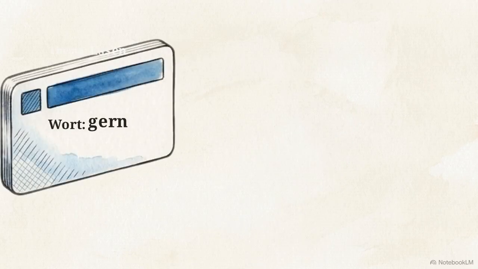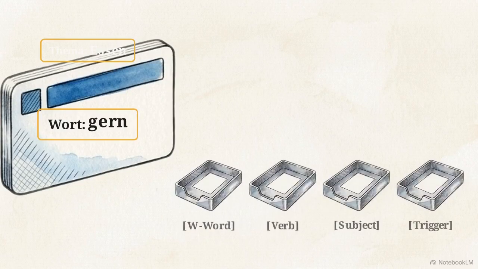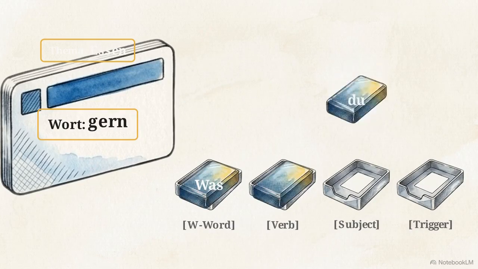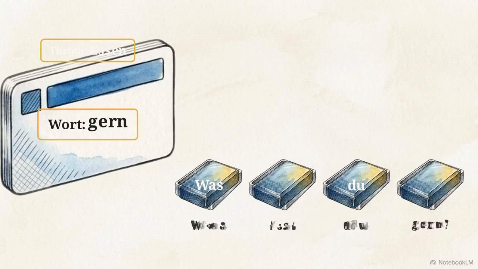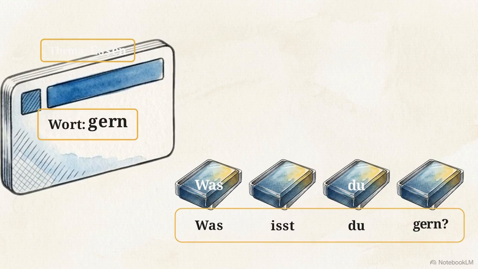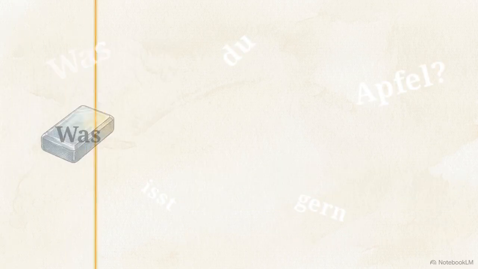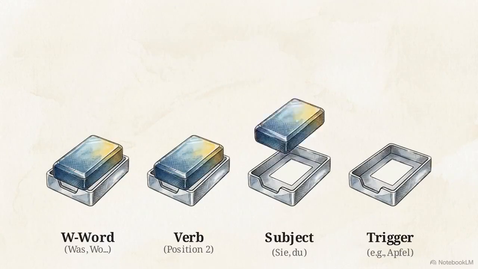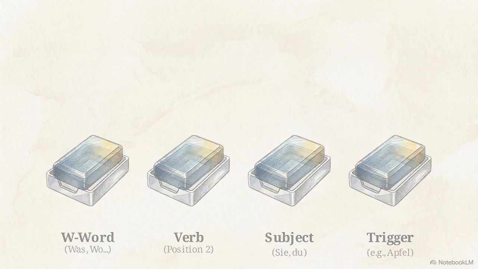To prevent that freeze, we have to look at how this data is structured. The card gives 2 critical pieces. The top bar is the Thema, context, and the center is your trigger. We plug these into a strict grammatical sequence: W word, conjugated verb in position 2, subject, and trigger. Was isst du gern? Treating German syntax like a rigid equation removes the guesswork. You don't need to be creative. Just drop the right words into the right slots.